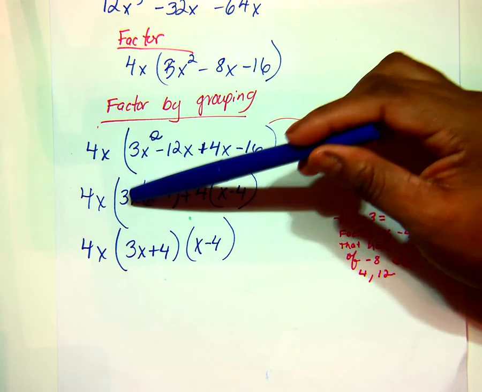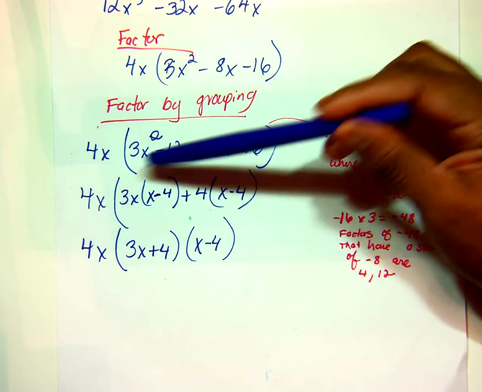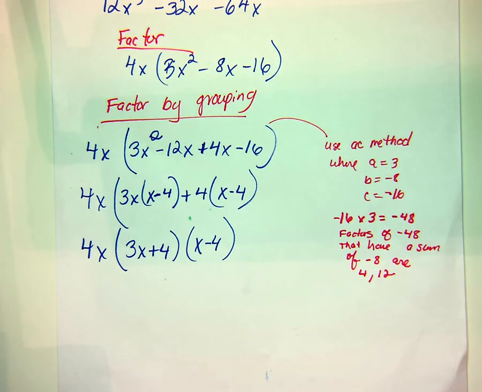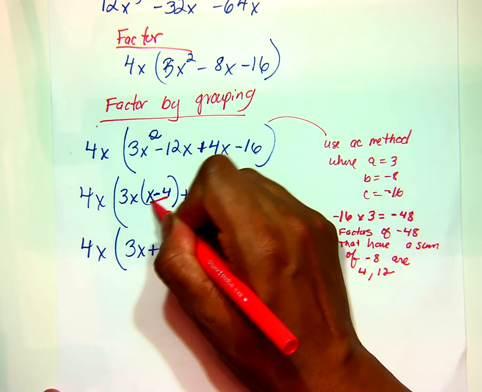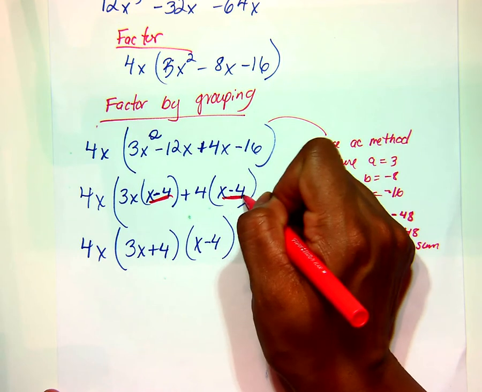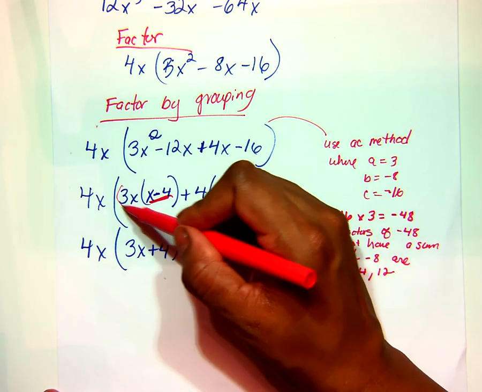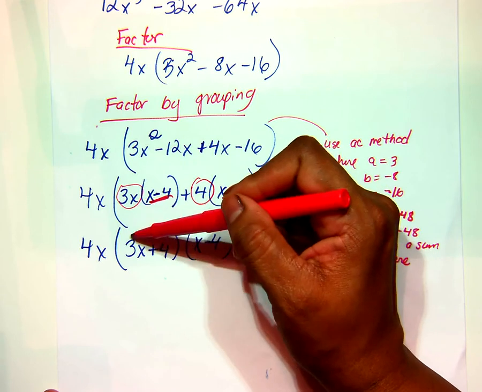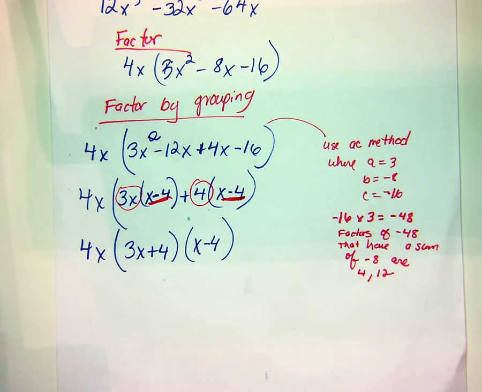So I'm going to group all these by factoring out the 3x, group these by factoring out the 4. Notice that for that particular part, once you do all the factoring, the x4 is part of both of them. So you look on the outside of that. So bring down your 4x. Now you got your 3x plus 4 and your x minus 4.